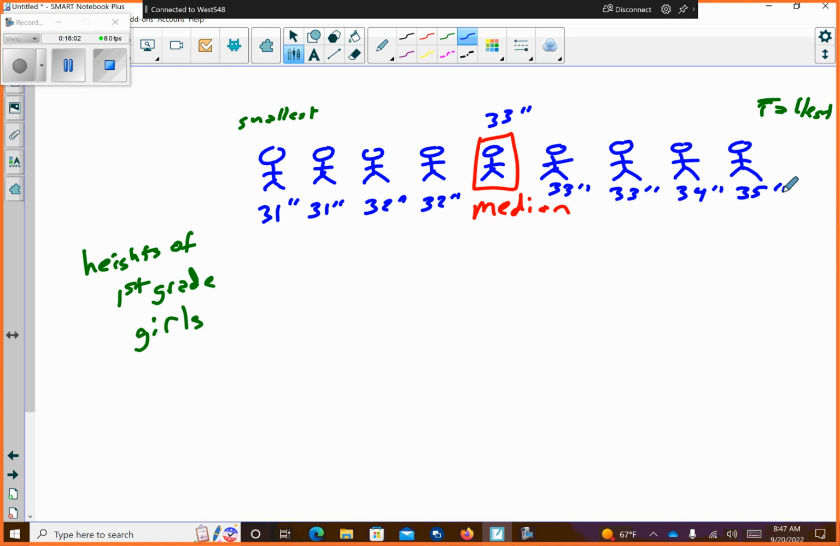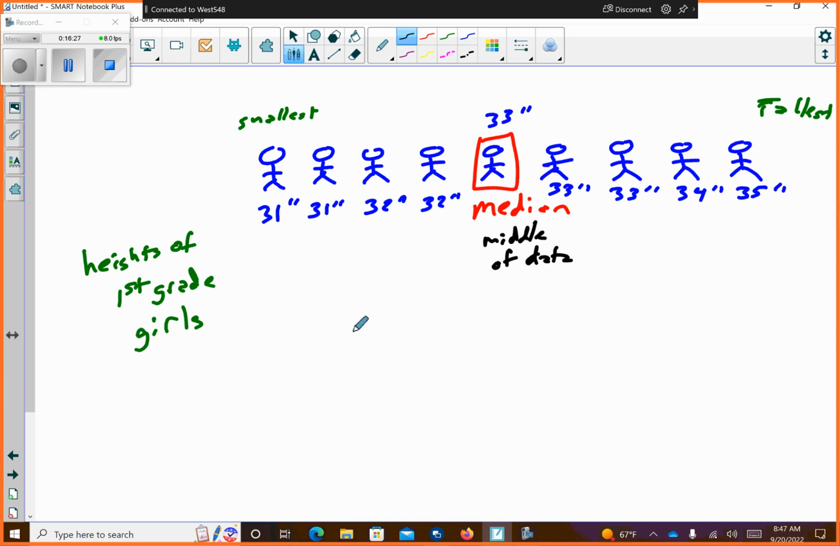Okay, so let's say that those are the heights of first grade girls, in inches. And again, I'm just making this up. This is not indicative of anything, so don't go home and measure your little sister who's in first grade and say Stirrup was wrong. I just made this up. So I have a median there. The median is just the middle of the data.